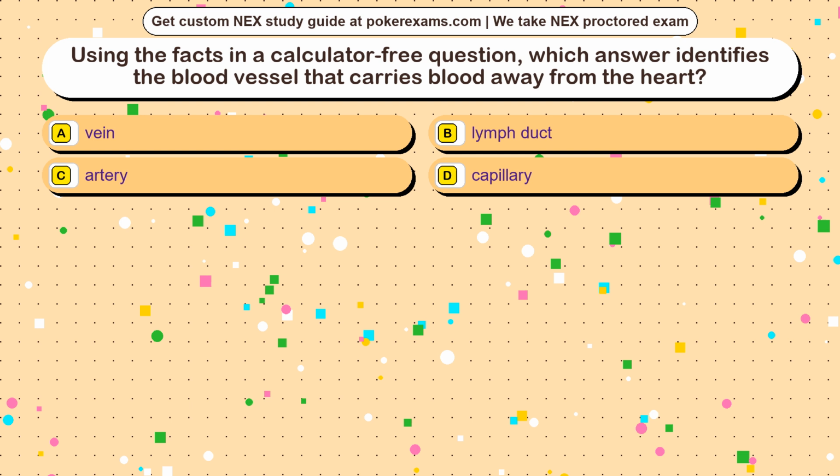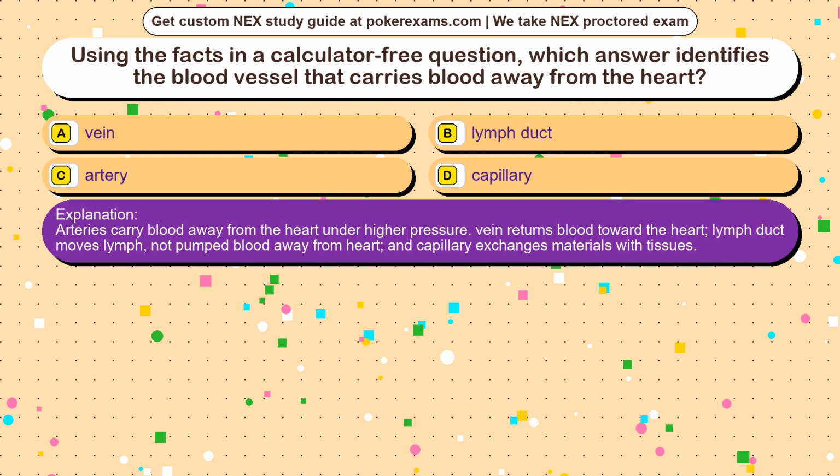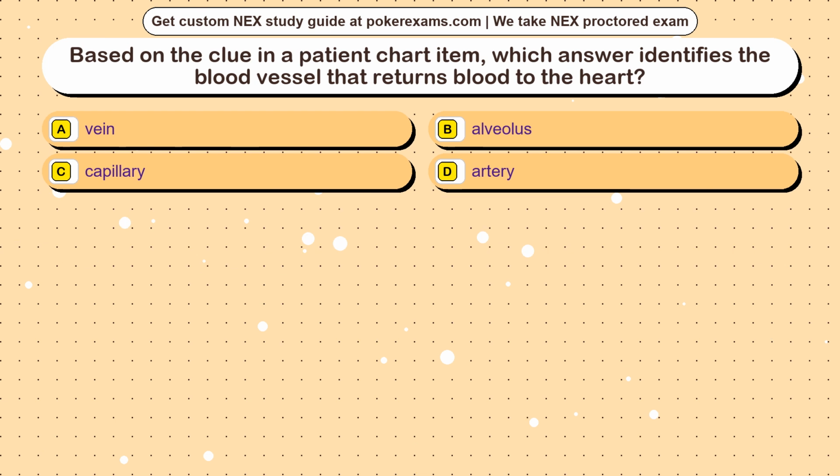The correct answer is option. Arteries carry blood away from the heart under higher pressure. Vein returns blood toward the heart, lymph duct moves lymph, not pump blood away from the heart, and capillary exchanges materials with tissues. Question 17. Based on the clue in a patient chart item, which answer identifies the blood vessel that returns blood to the heart? Option A, vein. Option B, alveolus. Option C, capillary. Option D, artery.